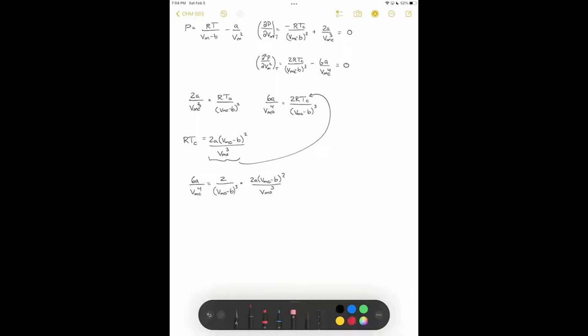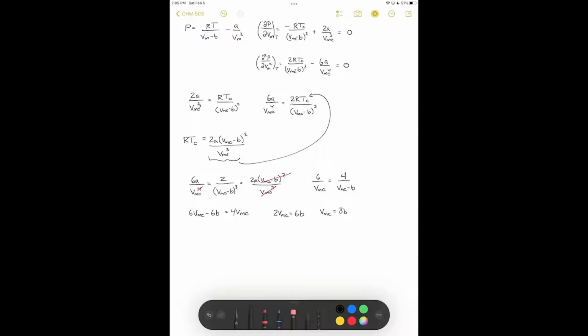So now we can cancel some things out. We can cancel out this VMC minus B squared if we take away these cubed here. We can cancel out both A's. We can cancel out all VMCs on this side if we cancel out 3 of them on this side. And so if we do that, I'll go ahead and rewrite this as 6 over VMC is equal to 4 over VMC minus B. We can multiply both of these by their denominators to get rid of them. That's going to give us 6 VMC minus 6B is equal to 4 VMC. We can, again, rearrange this, and that's going to give us 2 VMC is equal to 6B, or VMC is equal to 3B.